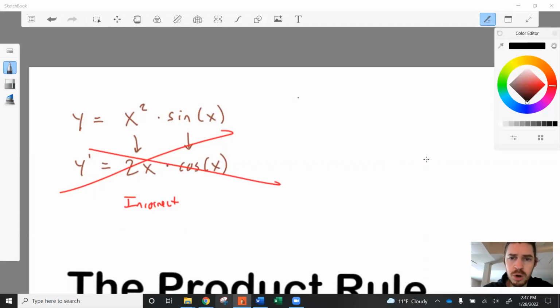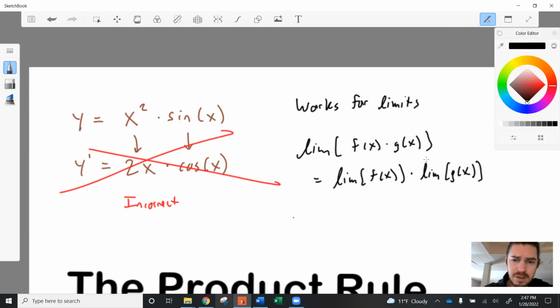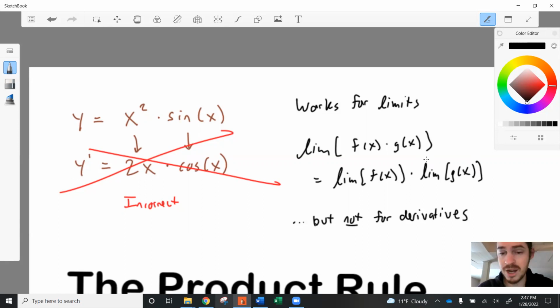So despite the fact that this does work for limits, by that I mean we do have a rule that says the limit of the product of the two functions is the limit of the first one times the limit of the second one. Despite the fact that it works for limits, it doesn't work for derivatives. So this video is about how do you actually take the derivative of a product of two functions? Let's learn.